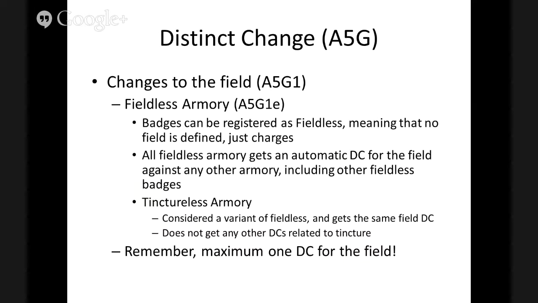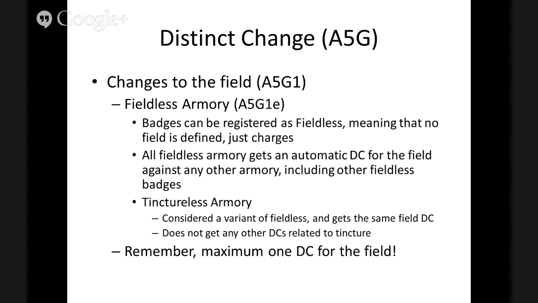The last one that you need to know about the field is fieldless armory. As you probably know, badges can be registered as fieldless, meaning that there's no field defined for them, just charges. All fieldless armory automatically gets a DC for the field against every other piece of armory, including other fieldless badges. But remember, you only get 1 for the field. So if you see something fieldless, you got 1 DC for the field. The second DC has to come from somewhere else.